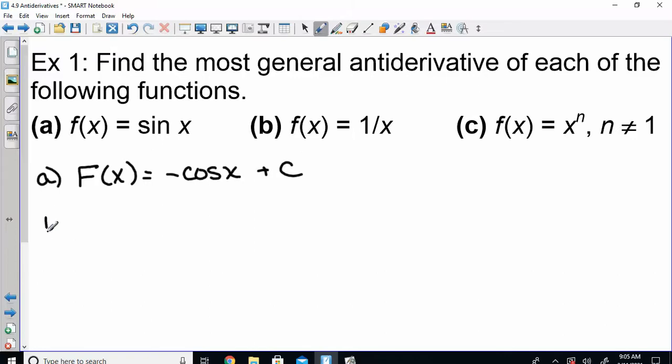All right, B. My antiderivative of 1 over x. What has a derivative that is equal to 1 over x? Natural log, good. And don't forget the plus c.